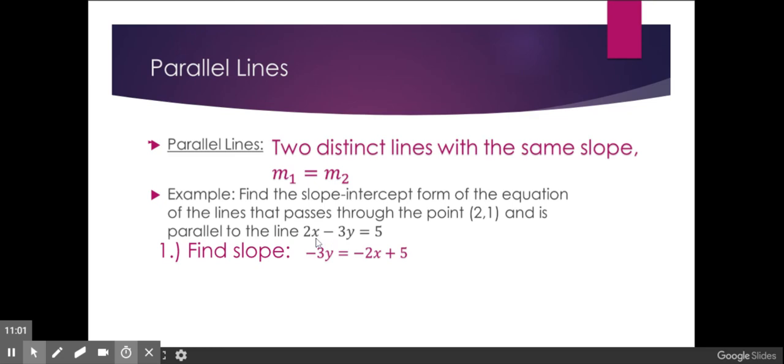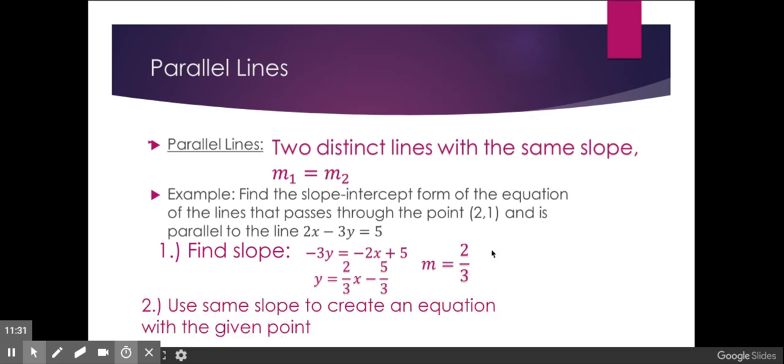So to do this, we're going to start by putting it into slope-intercept form, solving for y. So first we'll start by subtracting 2x to the other side, and then dividing by -3 all the way across. And this is the slope-intercept equation we get, which means our slope is 2/3. So since the slope of this line is 2/3, we want our slope of our new line to also be 2/3.